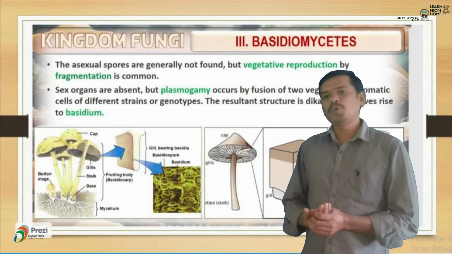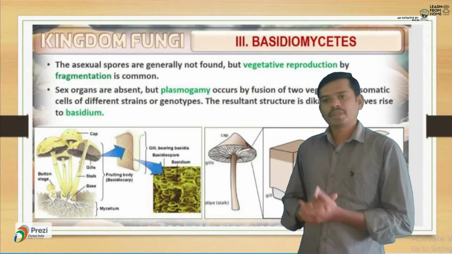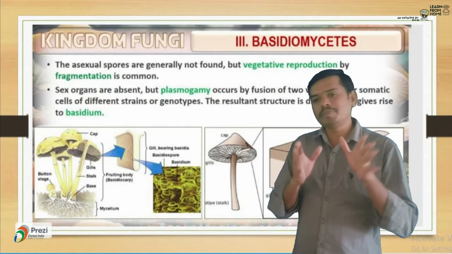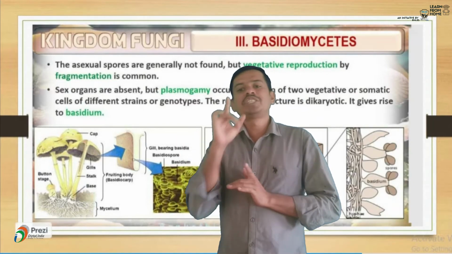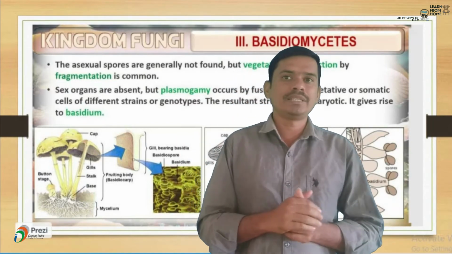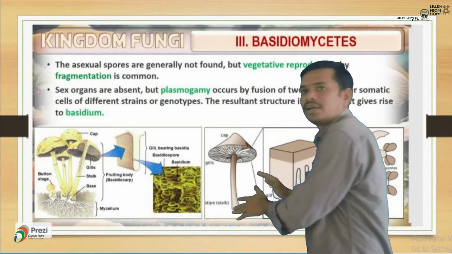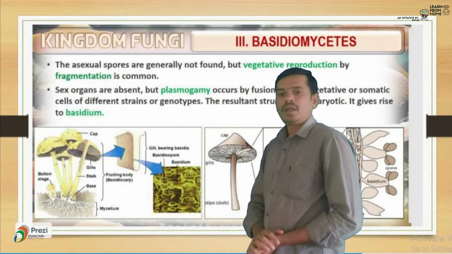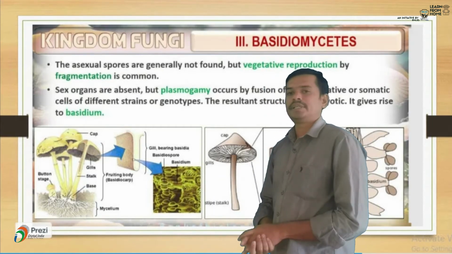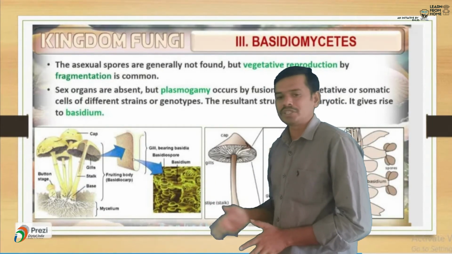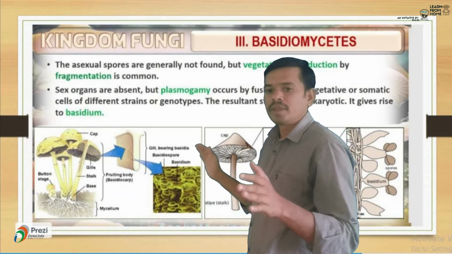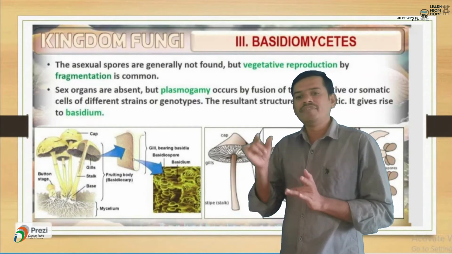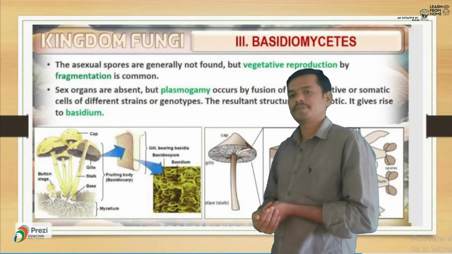Next, reproduction. Asexual spores are generally not found in Basidiomycetes. Vegetative reproduction is common in Basidiomycetes, but asexual reproduction is mostly absent. Sex organs are also absent, meaning sexual reproduction is absent, but plasmogamy occurs by fusion of two vegetative or somatic cells of different strains or genotypes.